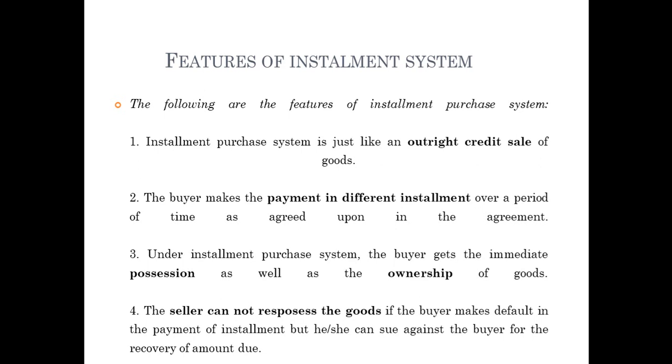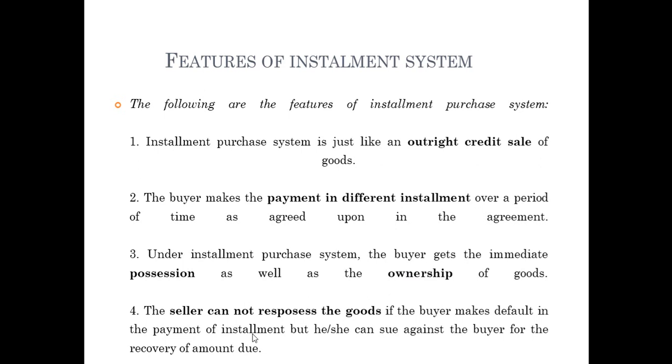Third point, under installment purchase system, the buyer gets the immediate possession as well as the ownership of goods. As I have already mentioned in the meaning, two important keywords you have to remember are the possession of the goods as well as the ownership of the goods. Ownership is also immediately transferred to the buyer. The buyer becomes the owner immediately after taking the goods in his hands physically.